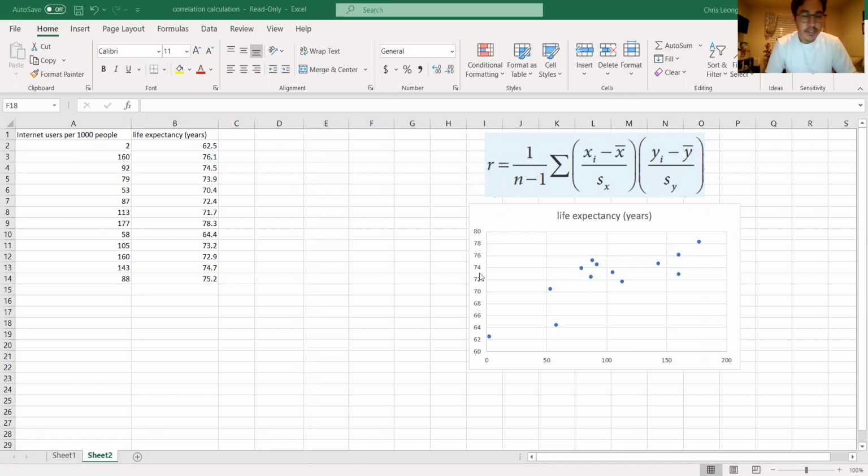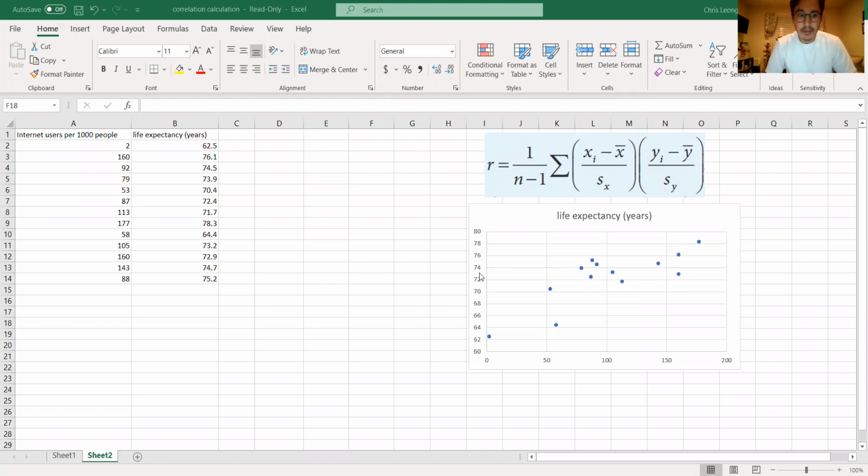Hey everyone, in this video I'm going to focus on how to actually calculate the correlation coefficient. I'll take you through the manual calculation. I'm going to be doing a lot of it in Excel here, as you see. And then in a future video, I'll show you how to do this on a TI-84 or TI-83.